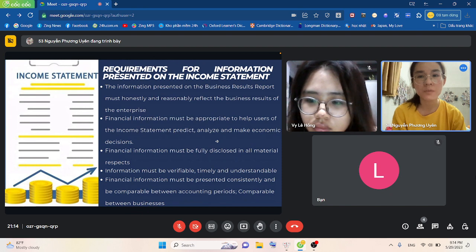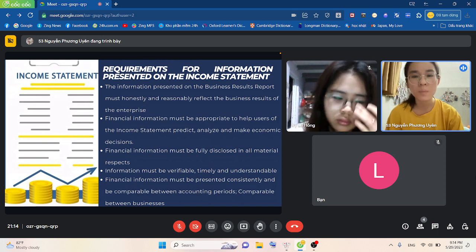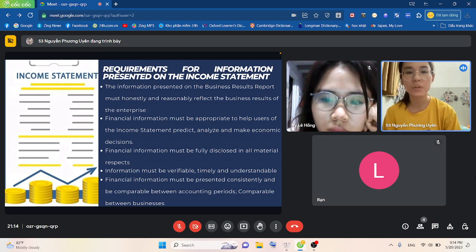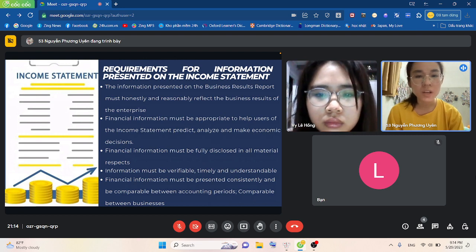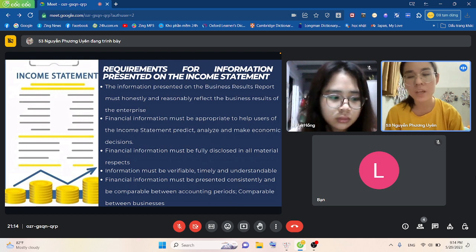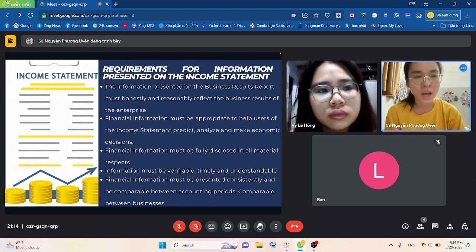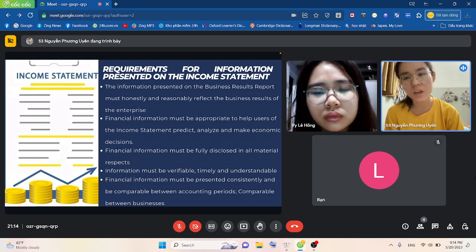Requirement for information presented on the income statement. The information presented on the business result report must honestly and reasonably reflect the business result of the enterprise. Financial information must be appropriate to help users of the income statement predict, analyze, and make economic decisions. Financial information must be fully disclosed in a material respect, and information must be timely, verifiable, and understandable.